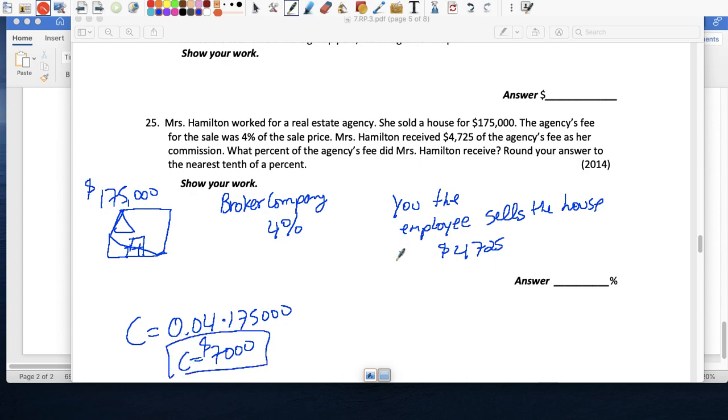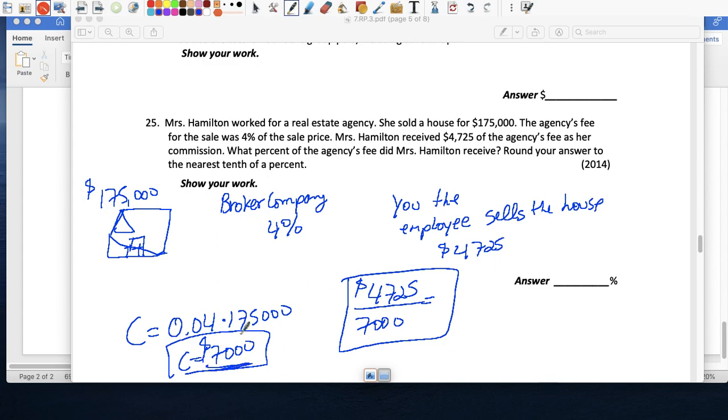All right. Now, out of the $7,000, you took $4,725. So obviously the company takes a little bit and you take a little bit. So what percent of the $7,000 did you take? That's what the question is asking. So 4,725 divided by 7,000 is 67.5%. You took 67.5%, and the rest the company took.